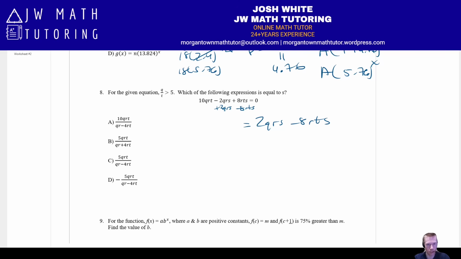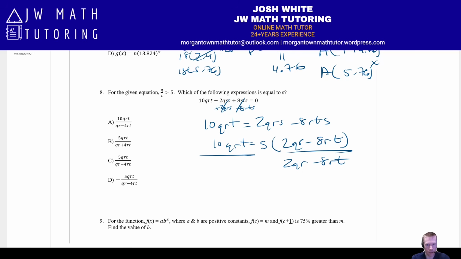Move that over to the right. And then that's just equal to 10QRT. So now if we want to solve this for s, we can just factor out the s, and we get 2q minus 8rt. Sorry, 2qr minus 8rt. That's still equal to 10QRT divided by that entire expression to leave s alone by itself.